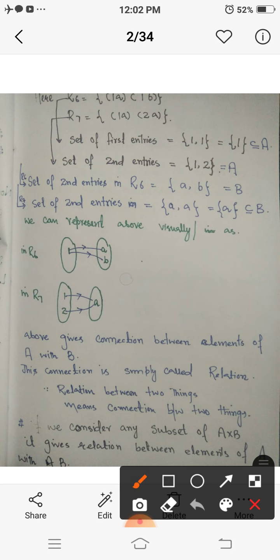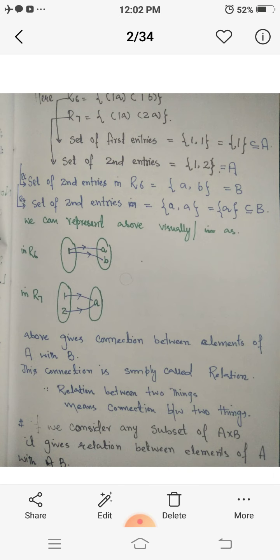Relation, simply in English, means connection between two entities or connection between two objects. Here we have a connection between two sets. That is why this subset is simply called the relation from A to B. So if we consider any subset of A cross B, it gives us the connection or the relation between the elements of A with the elements of B.